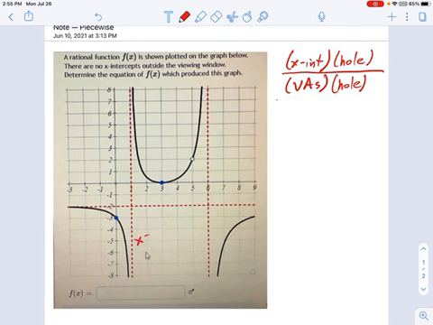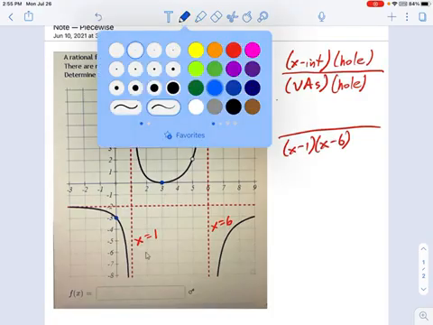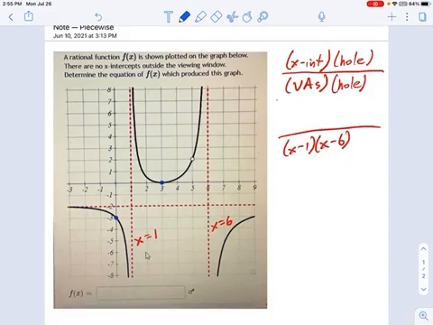I see here there's a vertical asymptote at x equals 1 and at x equals 6. So what that means is x minus 1 and x minus 6. Okay, let's swap colors, move to something else. Take a look at the x-intercept. That's in blue. That's at x equals 3. So that has to be coming from a factor of x minus 3.